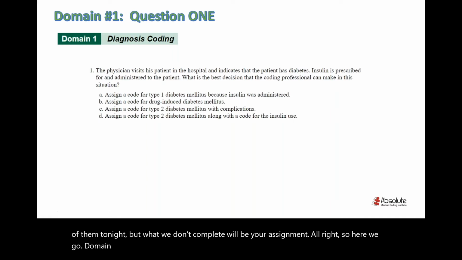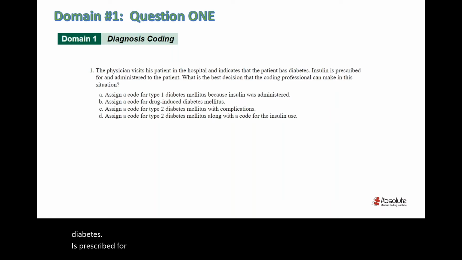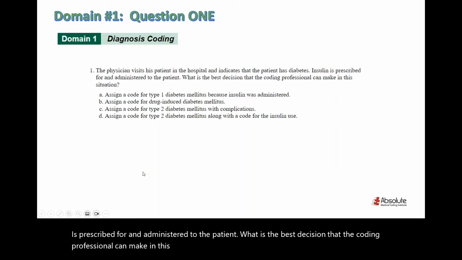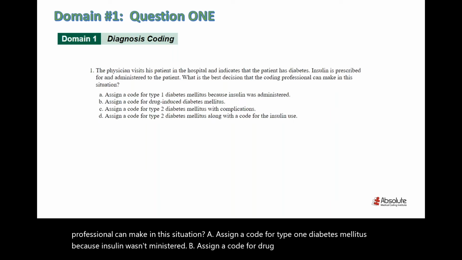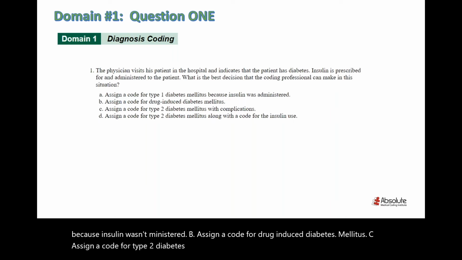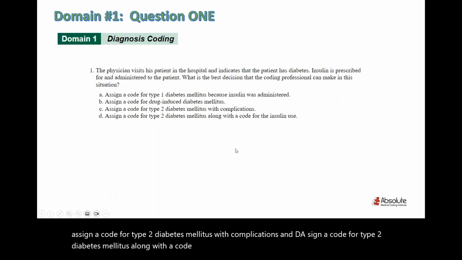All right, so here we go. Domain 1: the physician visits his patient in the hospital and indicates that the patient has diabetes. Insulin is prescribed for and administered to the patient. What is the best decision that the coding professional can make in this situation? A, assign a code for type 1 diabetes mellitus because insulin was administered. B, assign a code for drug-induced diabetes mellitus. C, assign a code for type 2 diabetes mellitus with complications. And D, assign a code for type 2 diabetes mellitus along with a code for insulin use.